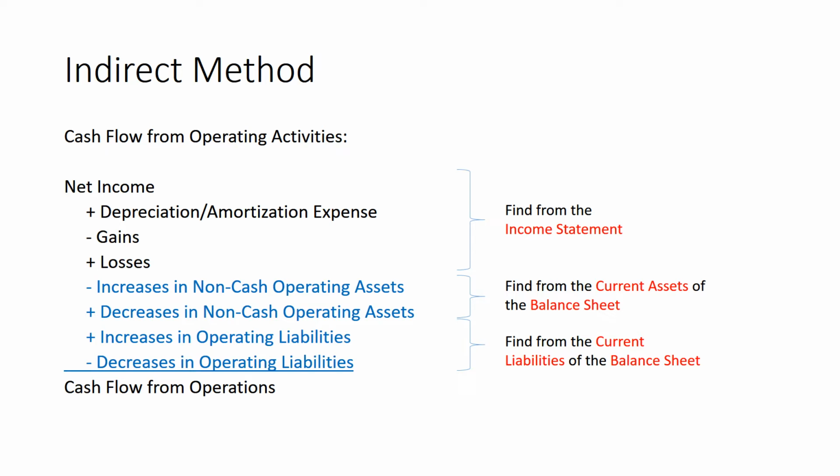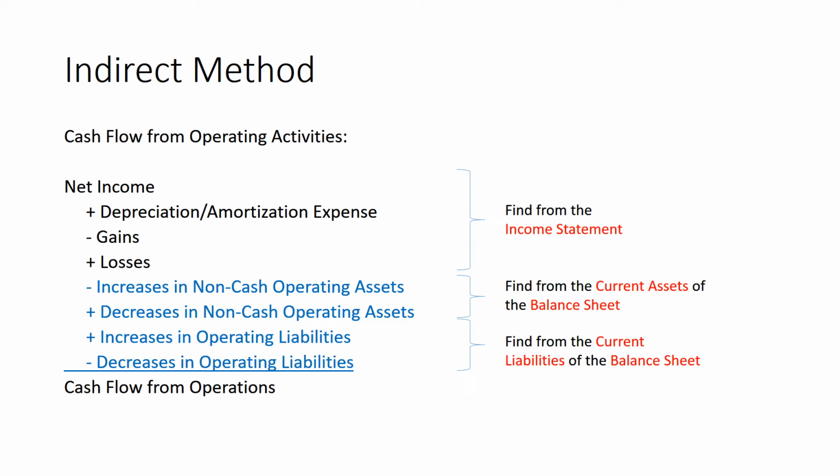We can think about why an increase in a non-cash current asset decreases cash. Let's take an example of making a sale on account. Accounts receivable is increased, but cash isn't affected yet. So we must subtract the increase in accounts receivable to get to the cash because we haven't collected it. Therefore, if operating assets increase, cash decreases.